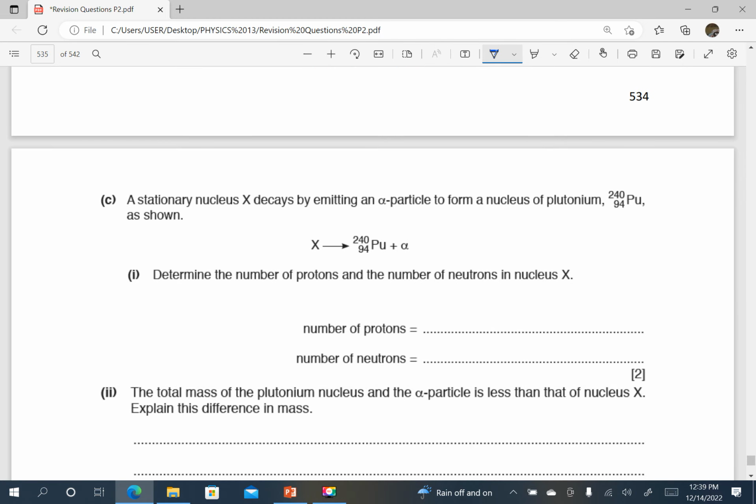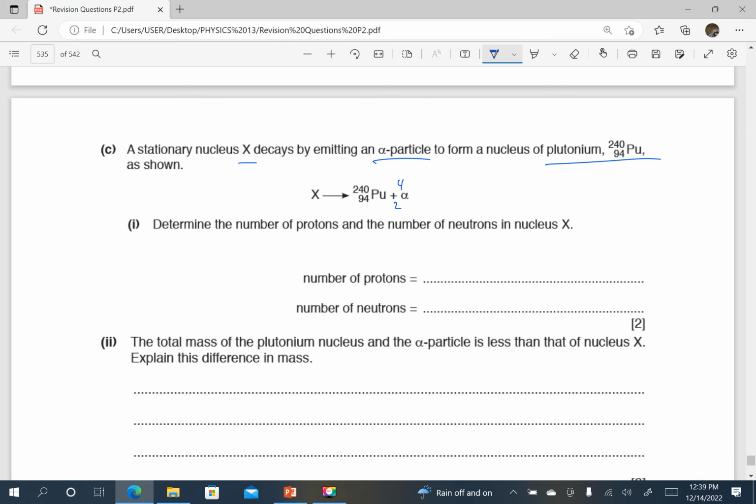A stationary nucleus X decays by emitting an alpha particle to form a nucleus plutonium. So X is decaying by emitting an alpha particle. Remember, alpha is 4 2, to form plutonium. Determine the number of protons and number of neutrons in nucleus X. So proton number, this should be 94 plus 2, which is actually 96. So proton number is 96. Nucleon number will be 240 plus 4, which is 244, but the question wants neutron number. So we shall get 244 minus 96, which is 148.